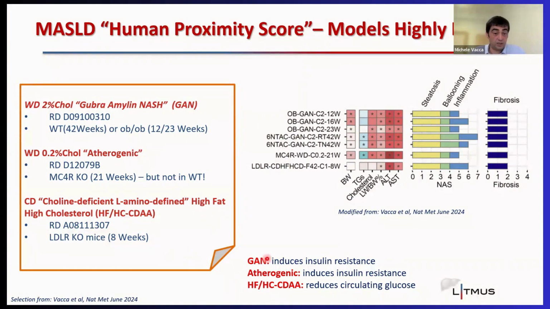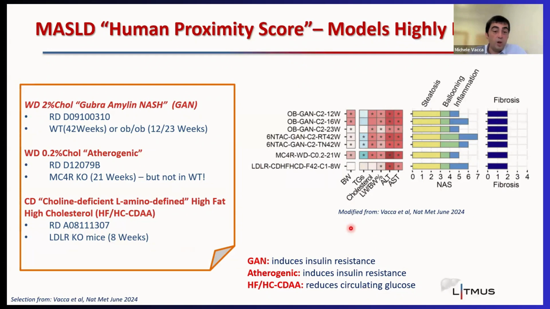Regarding these models, it has been characterized that the GAN and the heterogenic diet induce insulin resistance, but careful, because, as we discussed before, the choline deficient model reduces circulating glucose. So I would not test semaglutide, for example, in this model.